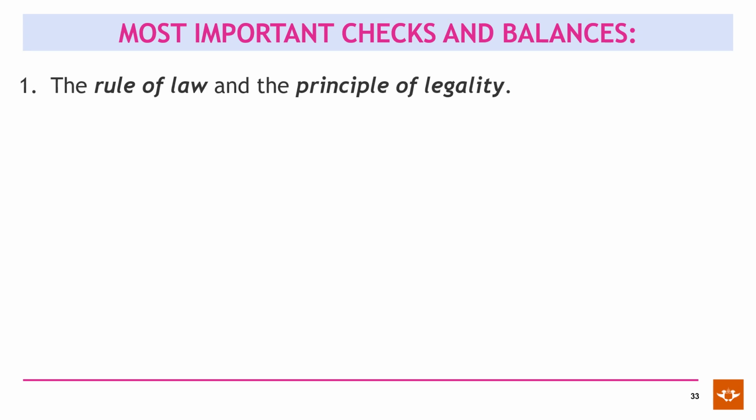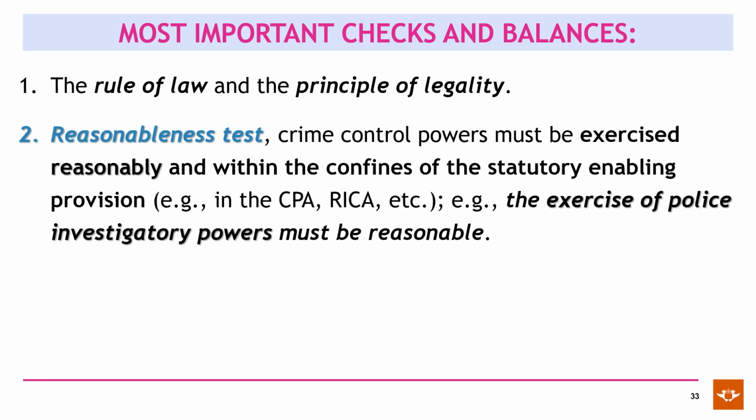Now, the first one we won't discuss in detail because this is something that very much links to criminal law and has been discussed previously. The next and very important one is the reasonableness test. So the idea with the reasonableness test, which we find in various statutory enabling provisions, is that crime control powers by police officials must be exercised reasonably, in other words, objectively, and within the confines of what the enabling statutory provision says.